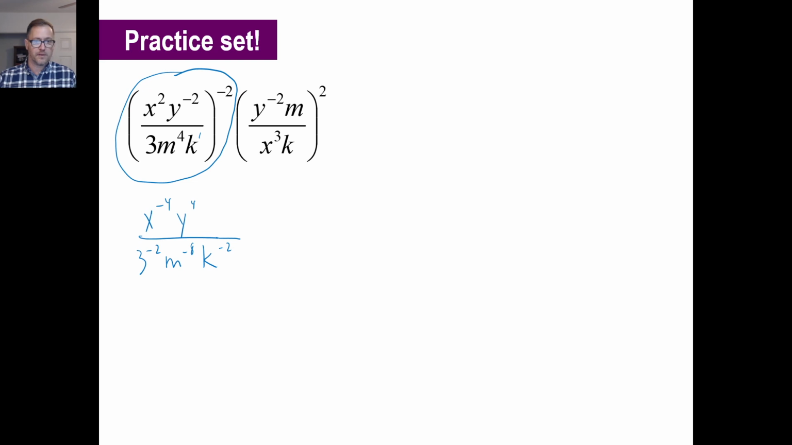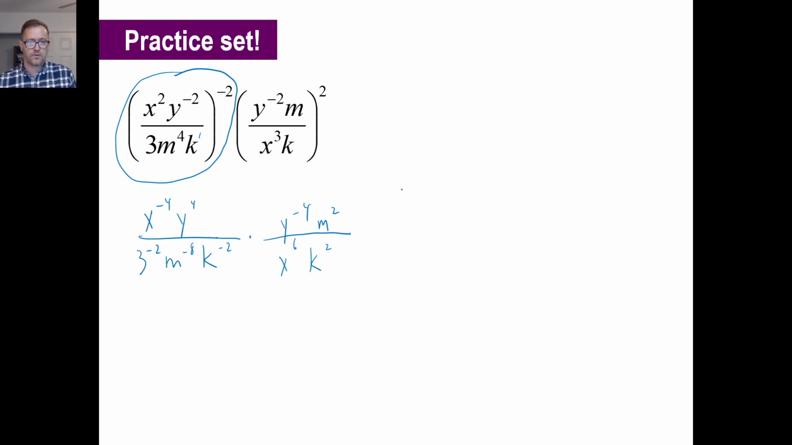Okay, I'm going to multiply this. I can just do it like that if we want to, since this is going to be spread out here. Y to the negative 2 times 2 is negative 4. And then M to the 1 times 2 is 2. X will be 6. And then K to the 2nd.